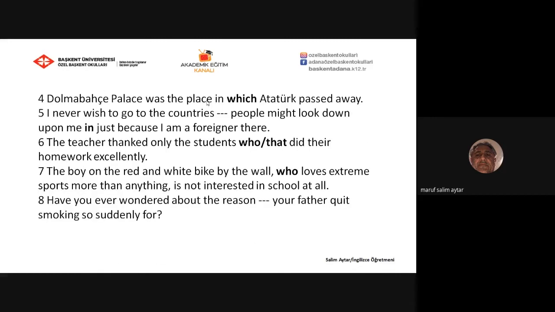Dolmabahce Palace was the place in which Atatürk passed away, or instead of in which, you can just use where. I never wish to go to the countries. Yes. So you can use which here, but not necessary. People might look down upon me just because I'm a foreigner there. The teacher thanked only the students who did their homework excellently, or that did their homework excellently.